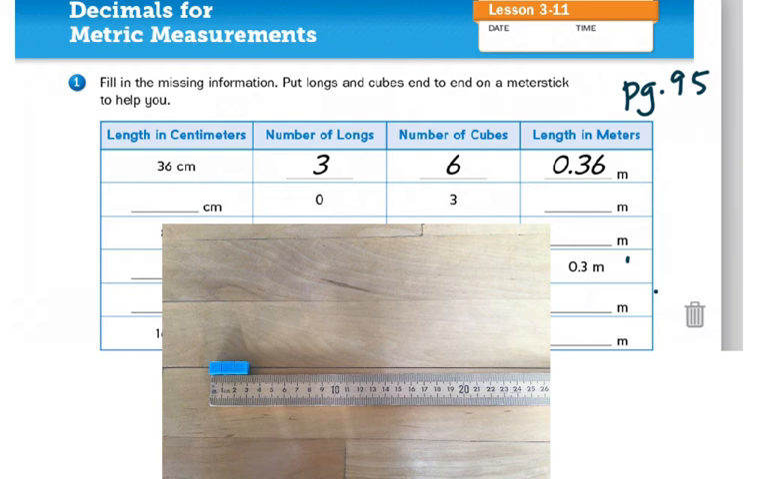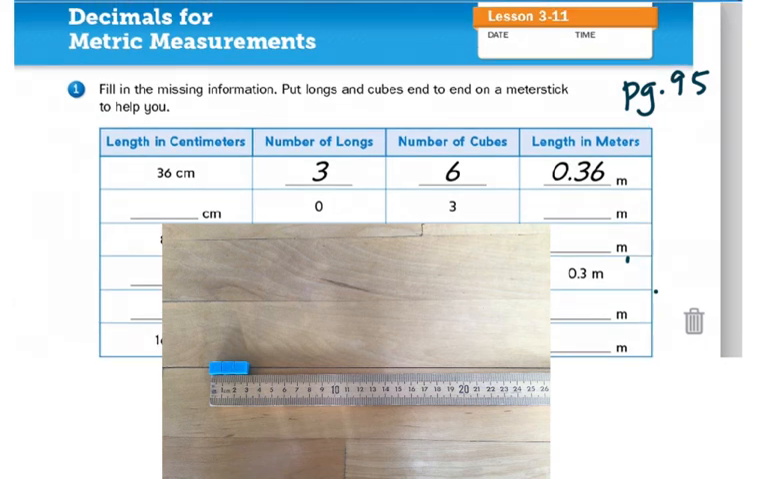Now I have just 3 cubes down. What is the length in centimeters? It would be 3 centimeters if you look at the meter stick. I have 0 longs, I have 3 cubes, and this would be 3 hundredths of a meter. Remember, the first place after the decimal are the longs. Then the next one are cubes. So because I have no longs, I have to put a 0 in that place.